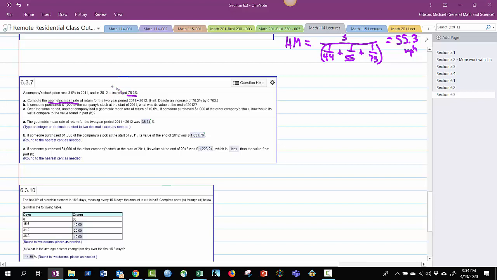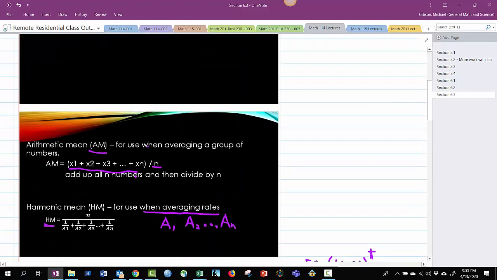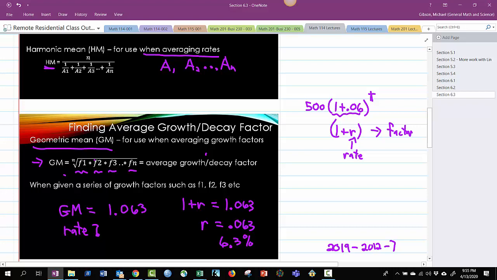All right, so first, right, 3.9% is 0.039, and 76.3% is 0.763, right? So we have to turn these into factors. 1.039 and 1.763. I'm going to multiply them together. We'll go back up here, see the formula for this one, and throw it again.